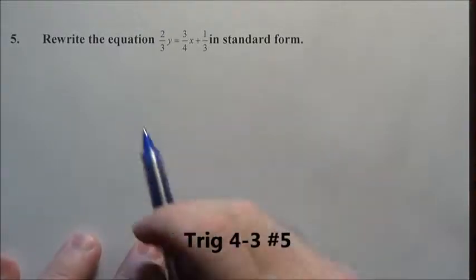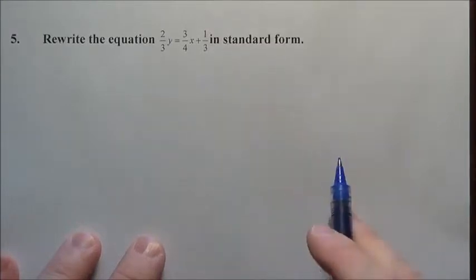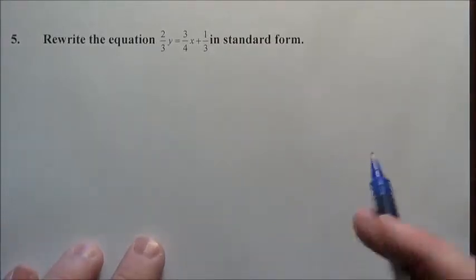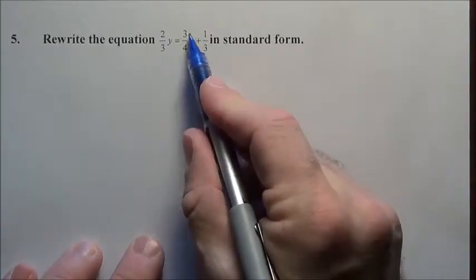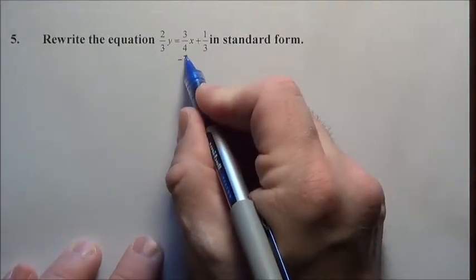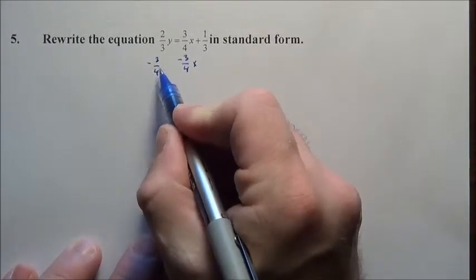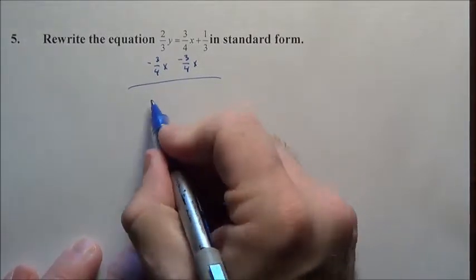Here's problem 5. It says rewrite the equation 2/3 y equals 3/4 x plus a third in standard form. Well, I'm going to go ahead and just move this 3/4 x over. Remember, when we move it over, it'll go over as a negative, because what we're really doing is we're coming in here and we're subtracting 3/4 x from both sides of the equation. So here's what I'm going to have.